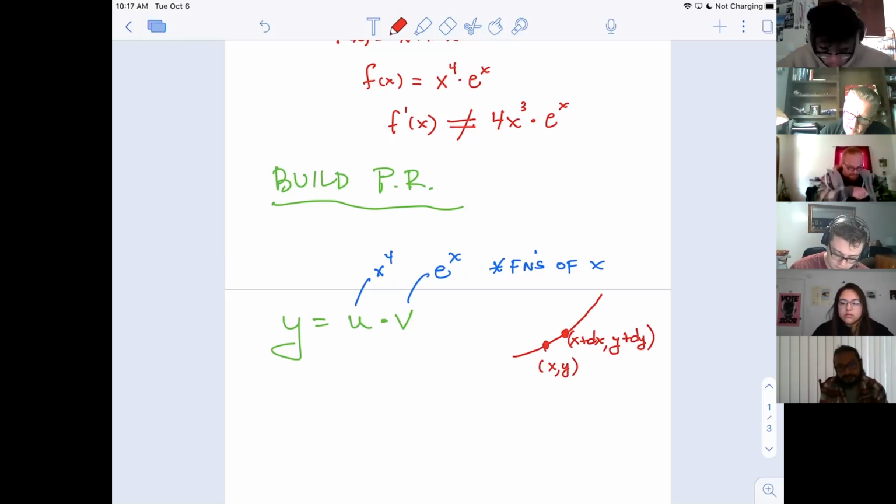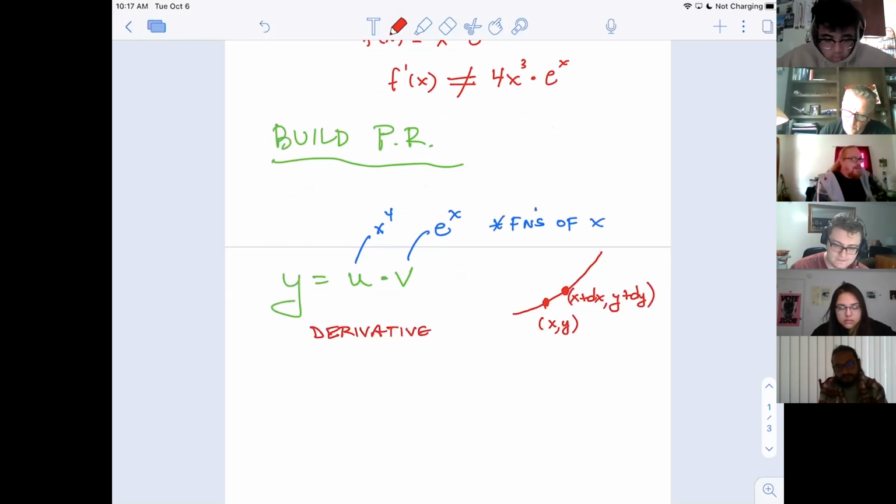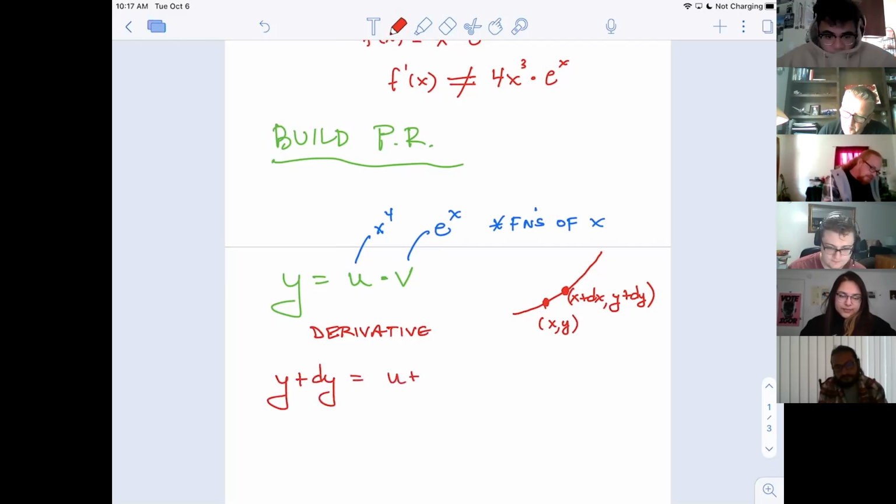And so if I'm up here looking at this equation, which is function times function, junk times junk, then a derivative is really saying, okay, let's let u grow a little bit. Oops, not y.